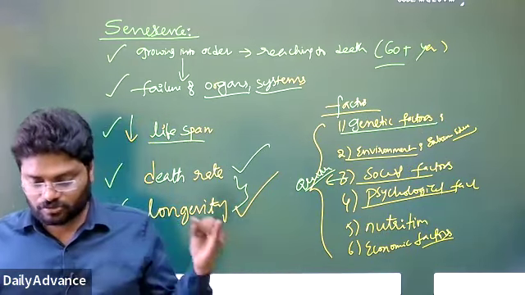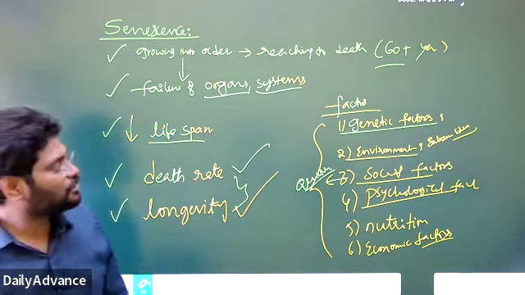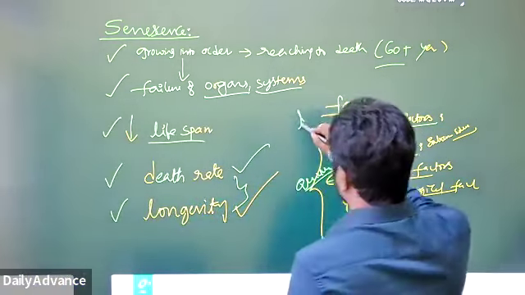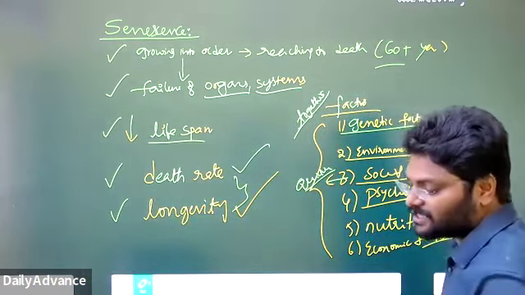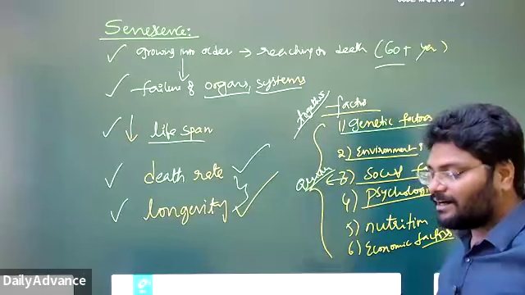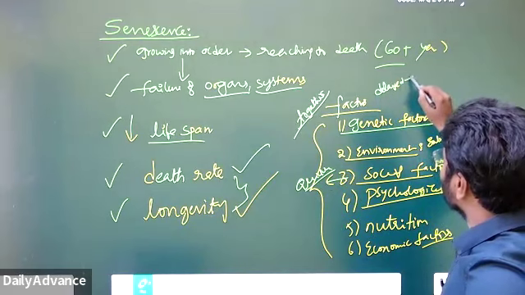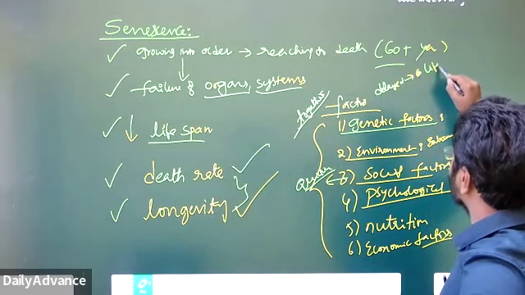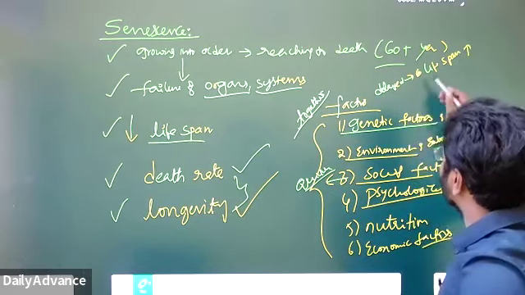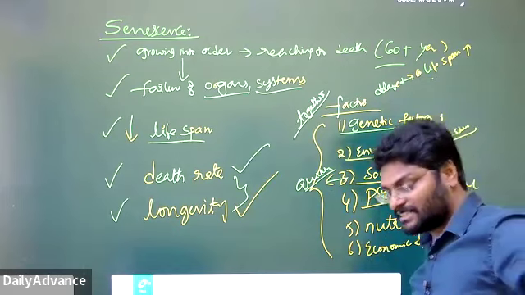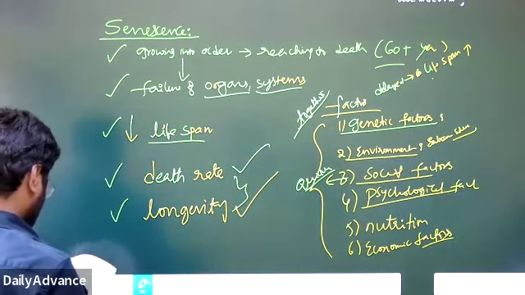So psychological, social, nutritional, economic, environmental, and genetic factors together control the senescence process. If all these conditions are perfect, the senescence, or onset of death, is delayed. That means their lifespan increases. If anything goes wrong here, their lifespan decreases. That means early senescence. Understand? So you should remember that.